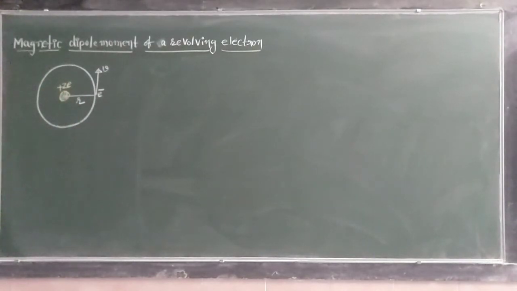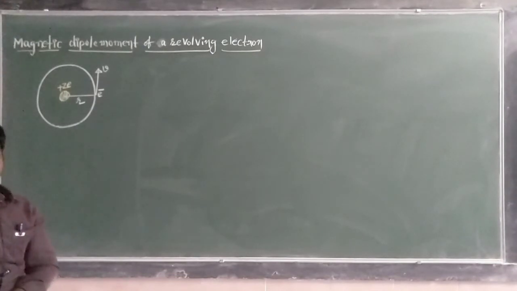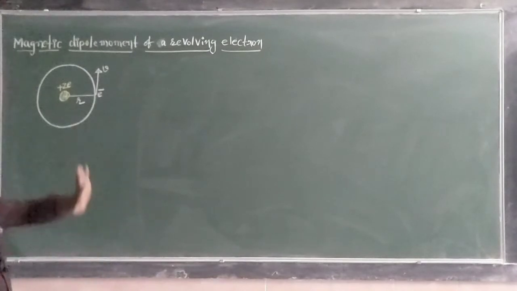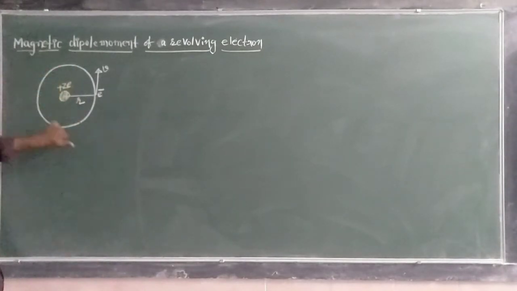Now, according to Bohr's law, Bohr's atom model, which you have already studied in the atoms chapter, the electron is revolving around the positively charged nucleus in a particular orbit. The radius of the orbit is r. The charge of the nucleus is Ze.